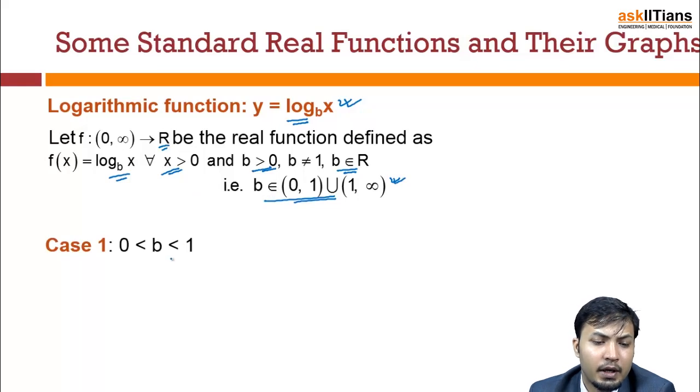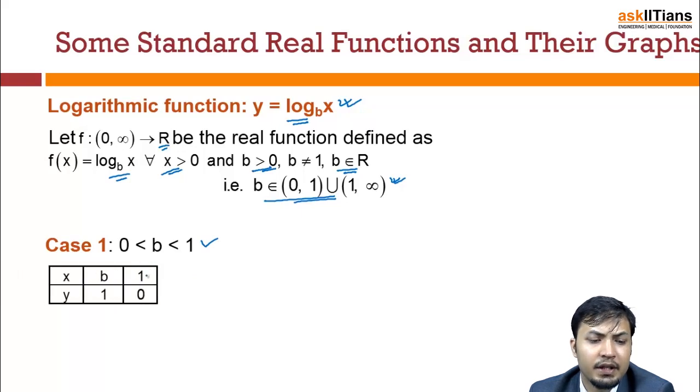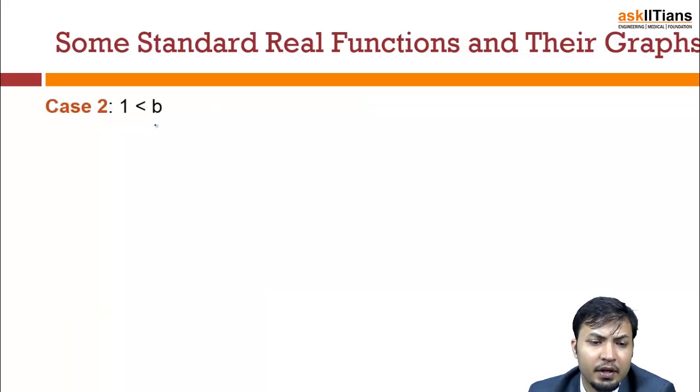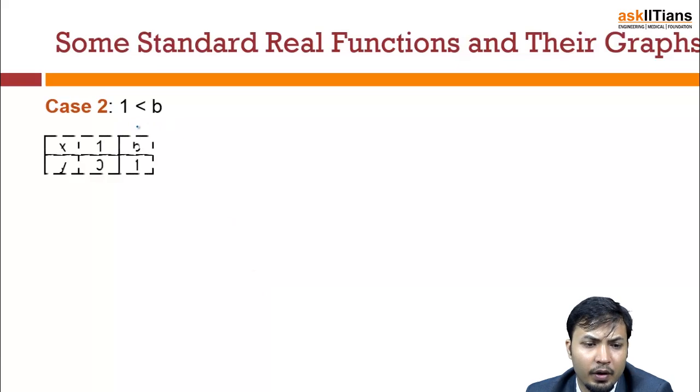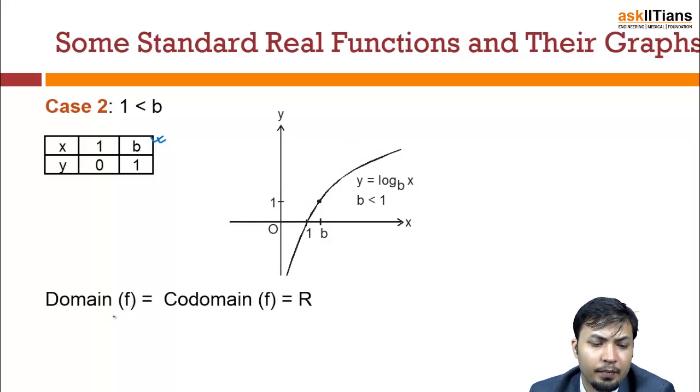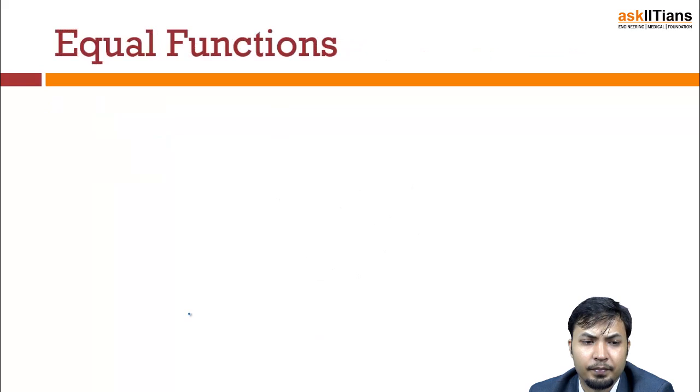Now let's look at case number 1. Let's say my b lies from 0 to 1. So in this case, these are my different values for different outputs. If I plot the graph, it will look like this. Moving on, if my b were greater than 1, these were my outputs, and my graph will look like this. So in this case, my domain of f is equal to the codomain of f, which is equal to R, and my range will also be the same.